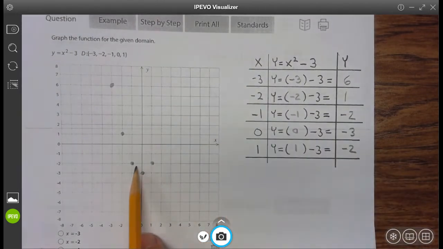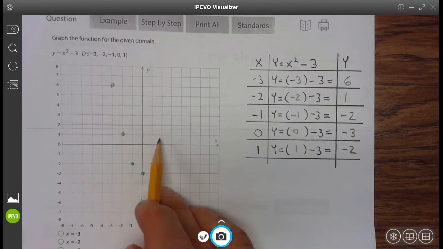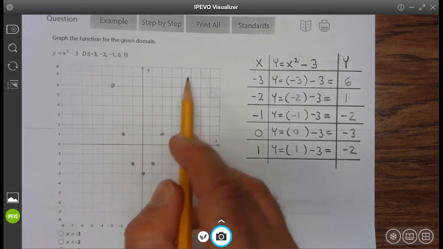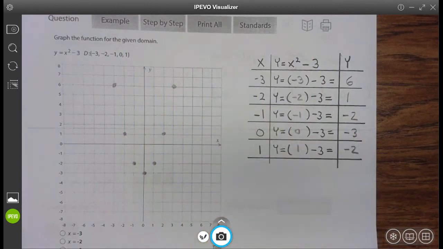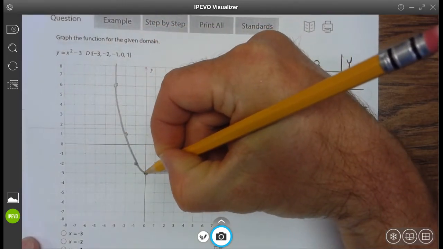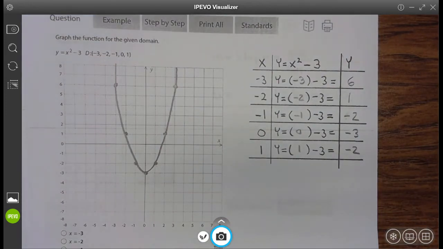Now you can see how these points are symmetric. This is one space from the y-axis, so the new point will be one space. This is two spaces from the y-axis, so the new point will be two spaces. Here it's 3, so 1, 2, 3. And then there's your graph. All right, go ahead and finish up example 4.